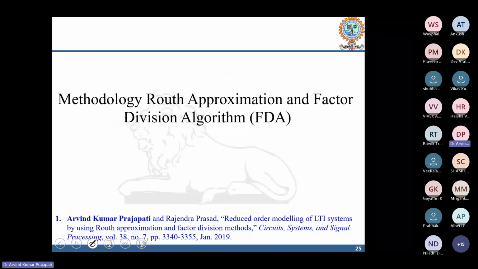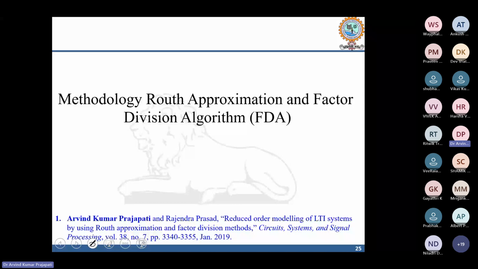Then, similar to the previous method which I have discussed, called the route stability method, here we are going to learn the route approximation and factor division algorithm method. Route approximation is similar to the route stability method, but there are many differences. In the route approximation method, we use the alpha and beta table. The alpha and beta table is a little bit different compared to the route stability method for calculating the reduced order model.